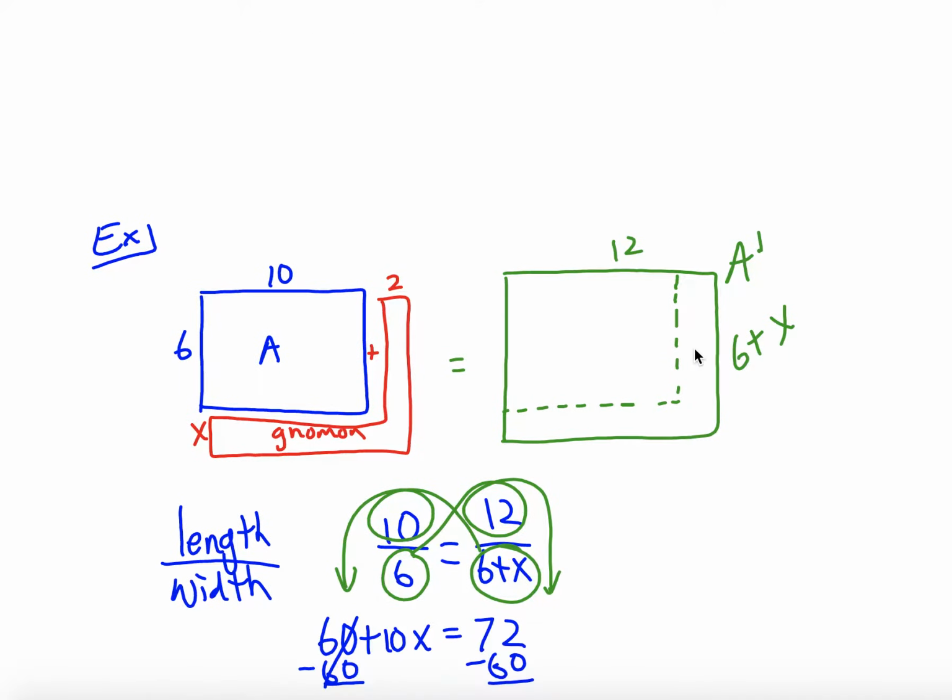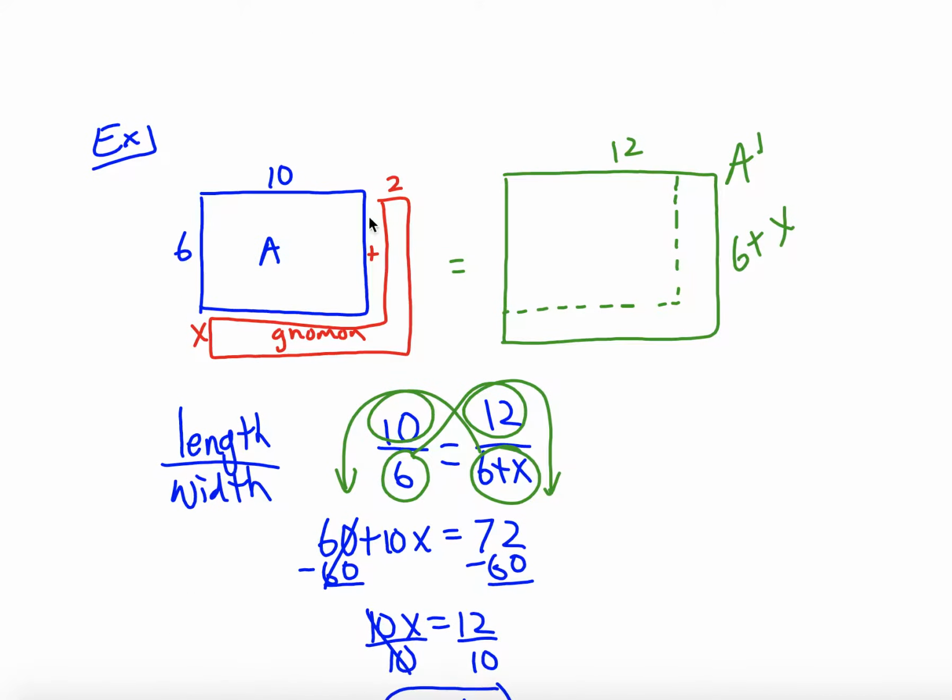Here's another gnomon example. We'll again start with our rectangle. Let's say we have a rectangle that's a 6 by 10. We're going to call it rectangle A. We're going to add this gnomon to it. We know this side is length x. We don't know what that length x is, but we're going to find it. And we know this length is 2. So we're creating this figure that we're attaching to this, that we know is length 2 here, and we call it this length x, and we're trying to find out what x is.